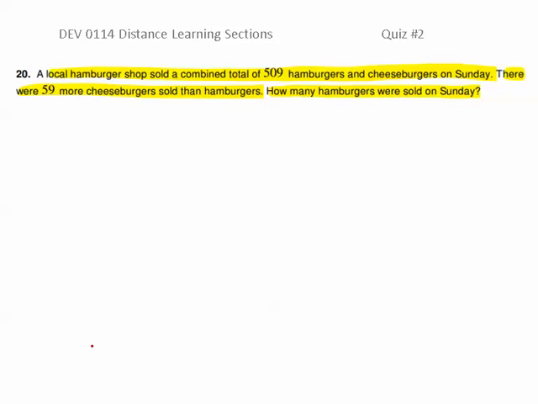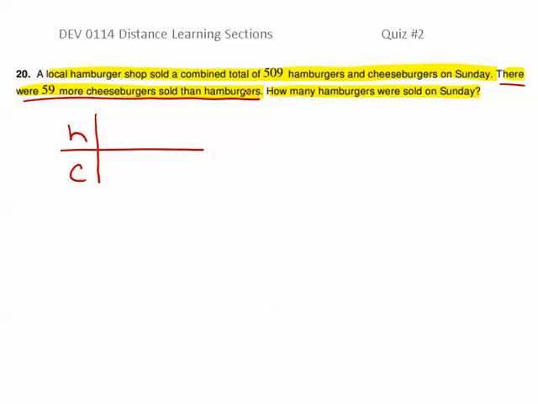So what we want to do here is make a list of what they're talking about. They're talking about hamburgers and cheeseburgers. And remember, one of these is going to be represented by X. We're going to describe the relationship of how many have sold of each of these types of products. The relationship comes in the second sentence. It says there were 59 more cheeseburgers sold than hamburgers.